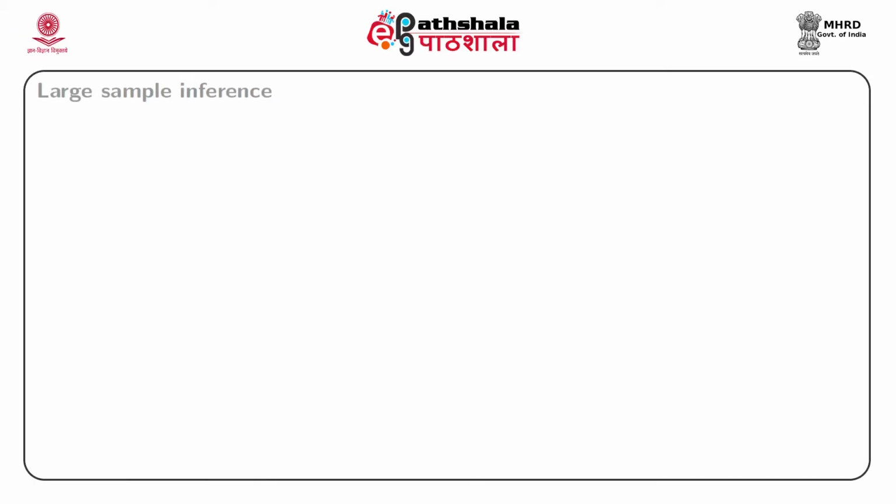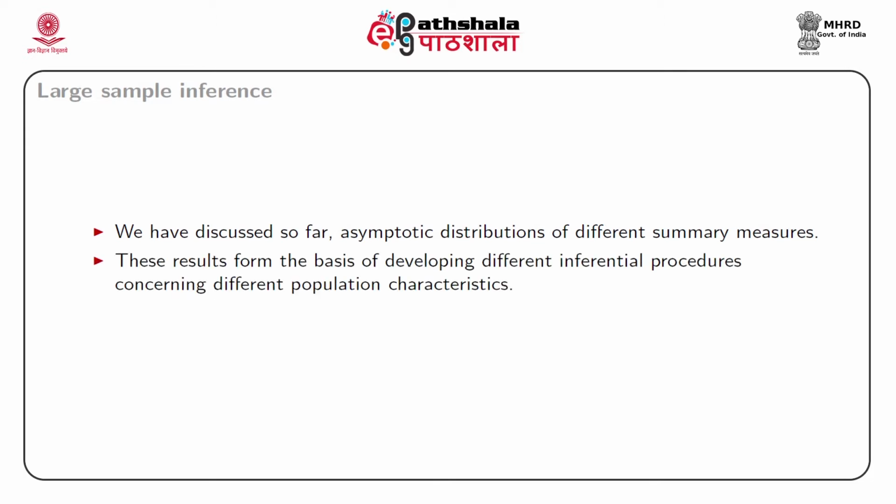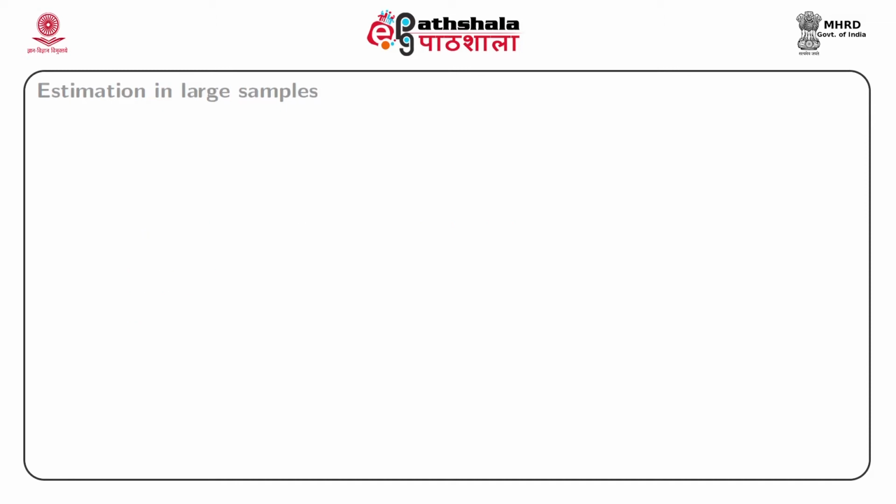In our last modules, we have discussed the asymptotic distribution of different summary measures, and these results form the basis of developing different inferential procedures concerning different population characteristics. So, starting from a general framework, we discuss single sample, 2 sample and multi-sample procedures and assess their performance. Let us start with estimation in large samples.